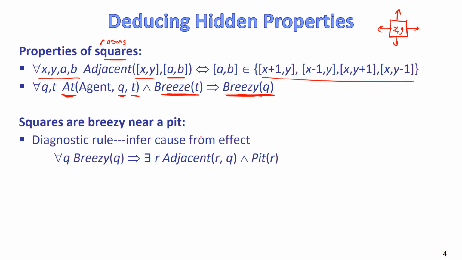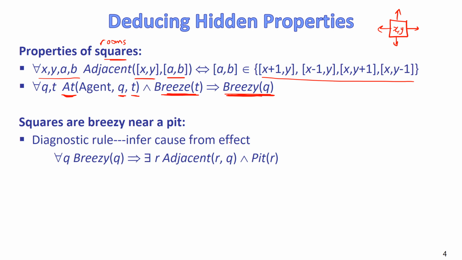Now, based on that, we can define what we call a diagnostic rule. We can infer cause from effect. So what is the cause here and what's the effect? The cause here is that we have a pit, okay? And the effect is that we sensed breeze. So given the effect, we can infer the cause.